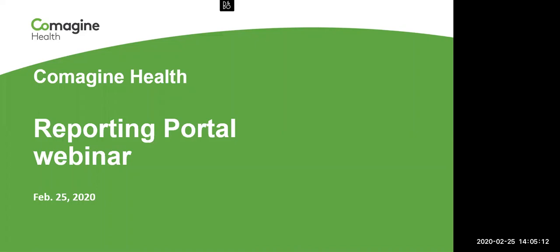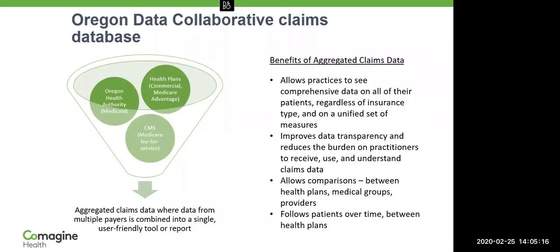So let me start here with a little bit of background about the data that's in the portal. Again, we're a voluntary claims, all-payer claims database for the state of Oregon. So we receive data from all the commercial payers based in Oregon, plus Oregon Health Authority provides Medicaid data, and CMS provides Medicare fee-for-service claims data. We aggregate all of those claims and provide them to you in the provider reporting portal.